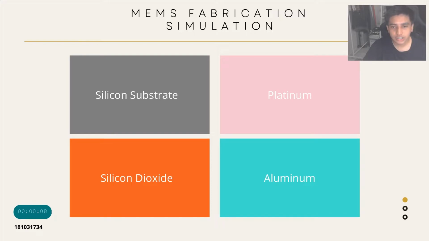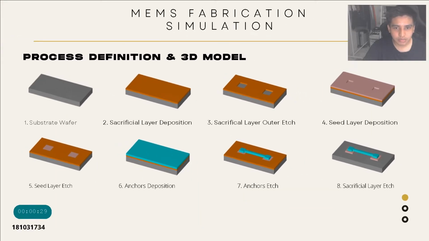Today I will explain about the process definition and 3D model. Firstly, as we can see here, the grey color represents the silicon substrate, followed by orange color representing silicon dioxide. The third one, pink color, represents platinum, and the last one, the turquoise color, represents aluminum. This is our step-by-step process definition and 3D model.